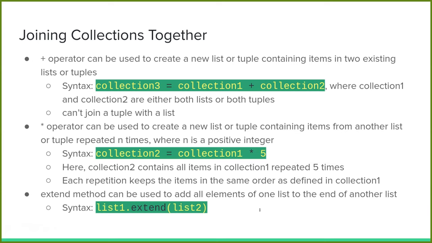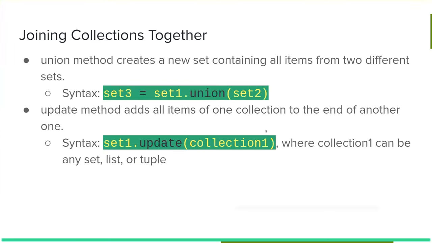Then we also have the extend method, which can be used to add all elements from one list to the end of another list. And the syntax for that would be list1.extend(list2), like this. And then here is joining two sets together, but I'm not really going to talk about this one.